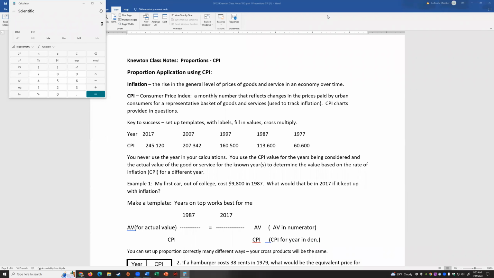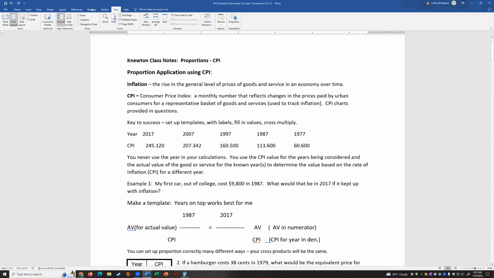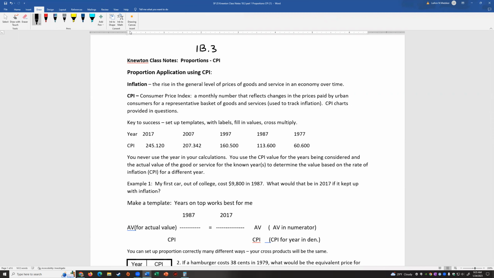All right, this is the video for 1B3 homework. So I'm going to write that up here so that we have that on the list. And we're going to be looking at proportions and something called CPI.